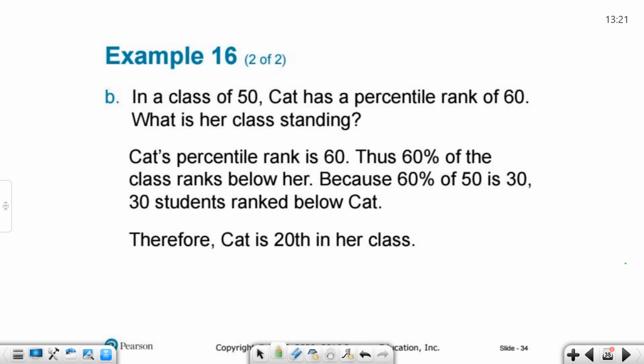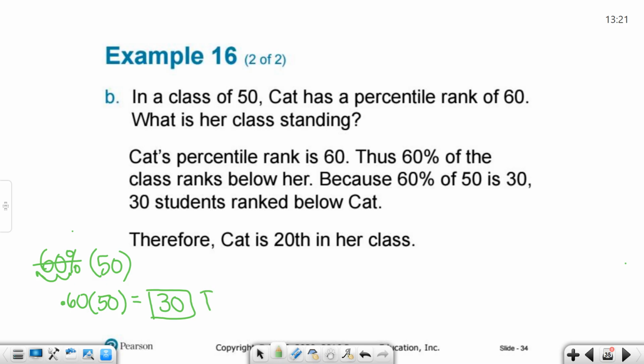Okay, in this particular case, Kat had a percentile rank of 60. What is her class standing? Okay, so 60 would be 60%. So there were 50 people in the class. So if you took 60%, remember to change it to a decimal, we're going to move it over. 0.60 times 50, if you multiply that out, you would get 30. So Kat had, this tricky, almost got me. So Kat had 30 people below her.